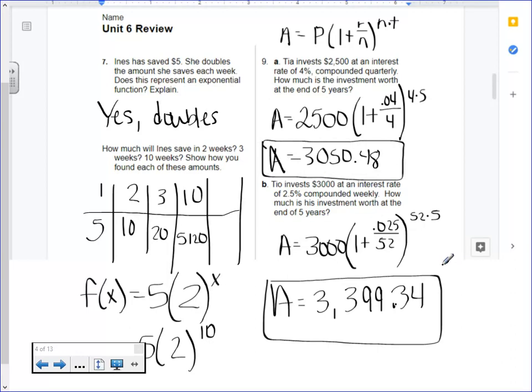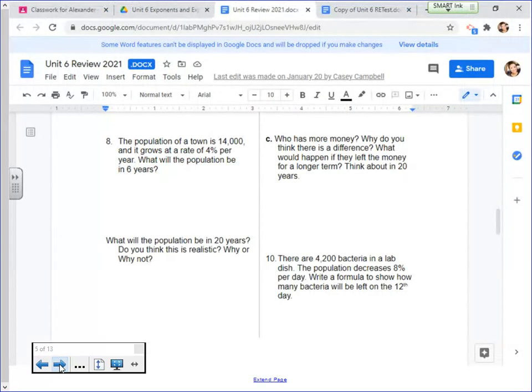So on C, it just says, who has more money? Why do you think there's a difference? What would happen if they left their money in for a longer term? So here's C. Who has more money at the end? Tio or Tia? Tio has more money. Why do you think that is?